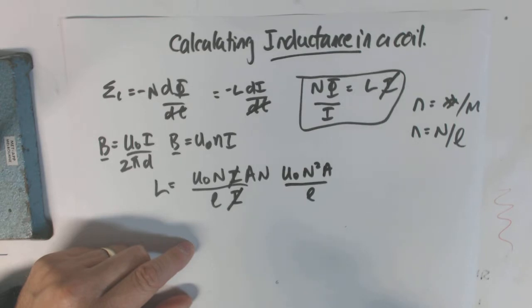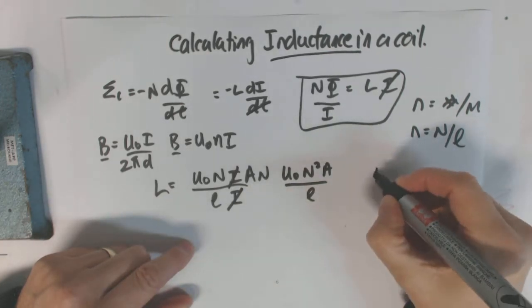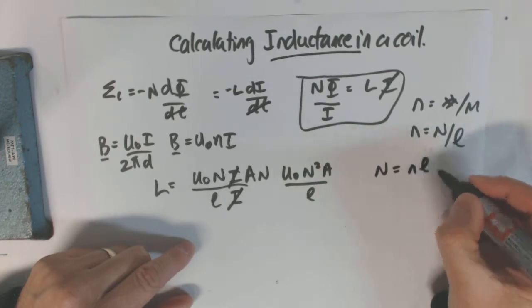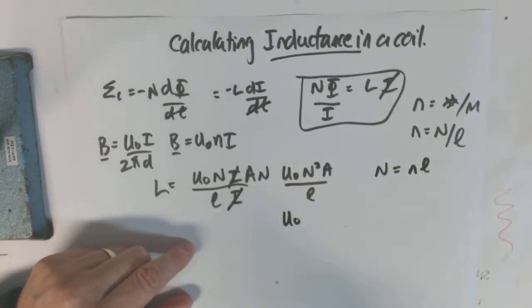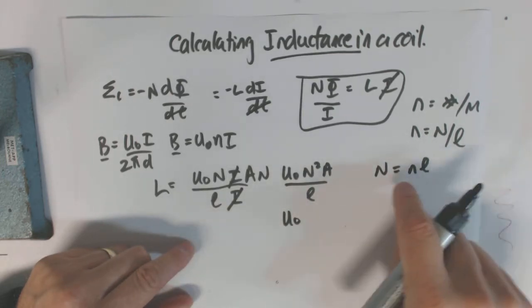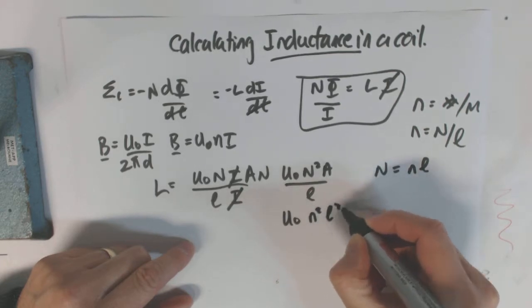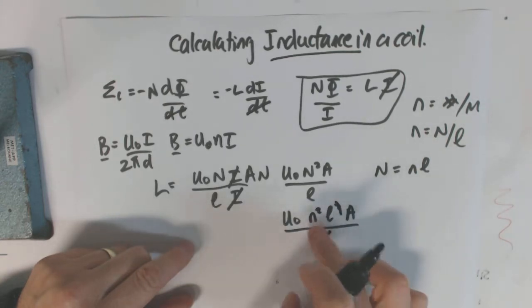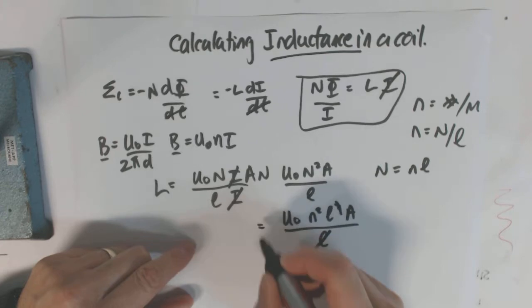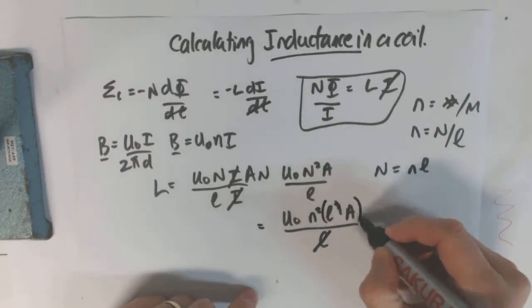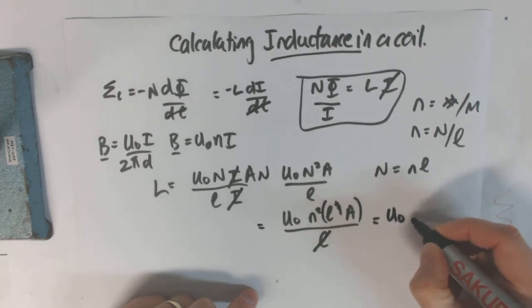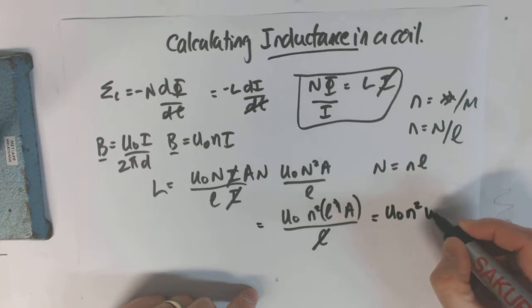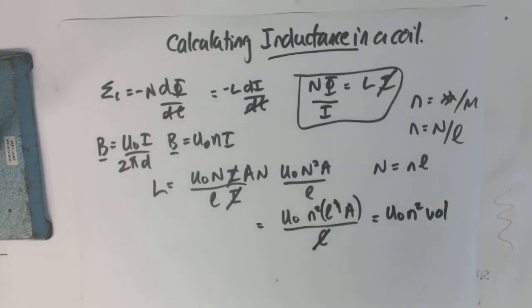Now if we make some substitutions, and the substitution we can make is that big N equals little n L, so let's do that: mu naught, and N squared then equals little n squared L squared, A over L. We can cancel that, and we've got mu naught little n squared L A. So actually what we found is that if we call that the volume of the coil, the inductance of the coil equals mu naught little n squared times the volume of the coil. Nice, simple little formula. Beautiful.